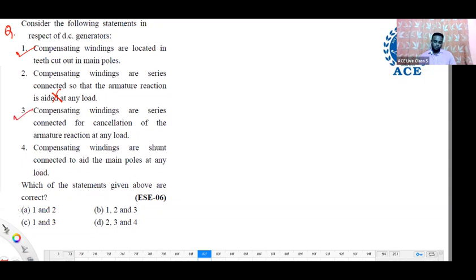This is correct. Compensating windings are shunt connected. It is never shunt connected. Series only connected with armature. So 1 and 3, that is option C, is correct.